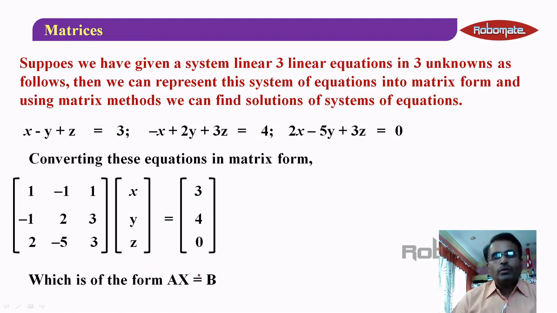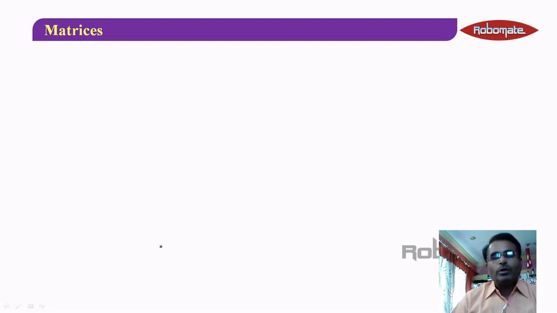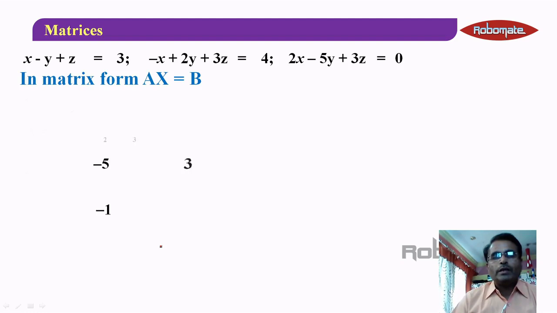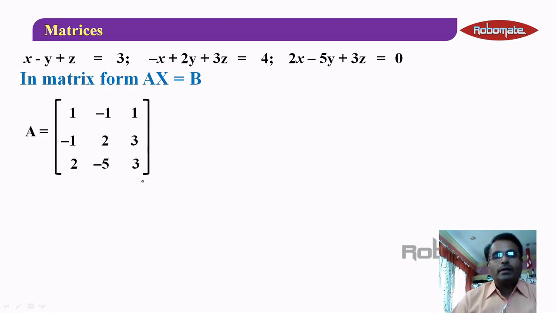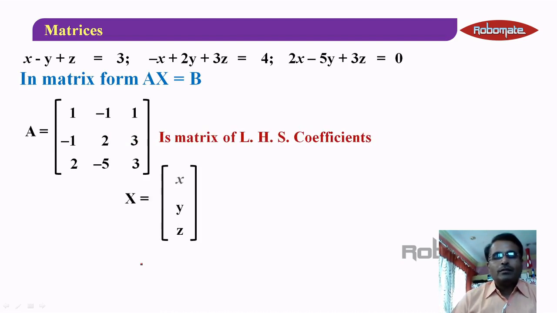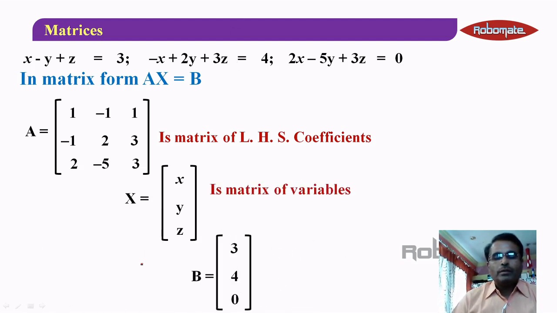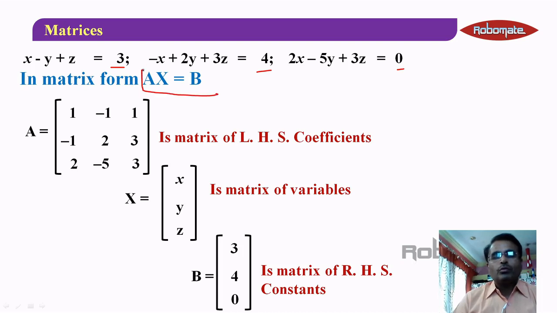Okay. Now the question is how we get the solution of this. Actually, whenever we consider this matrix form, here we will observe what this matrix consists of. So this is a system of equations in matrix form AX equal to B. You will observe that this A is the matrix of left hand side coefficients, then X, that is x, y, z, is the matrix of variables, and the matrix B is the matrix of these constants 3, 4, 0, that is the matrix of right hand side constants. In this way you can represent every system of equations in the matrix form AX equal to B.